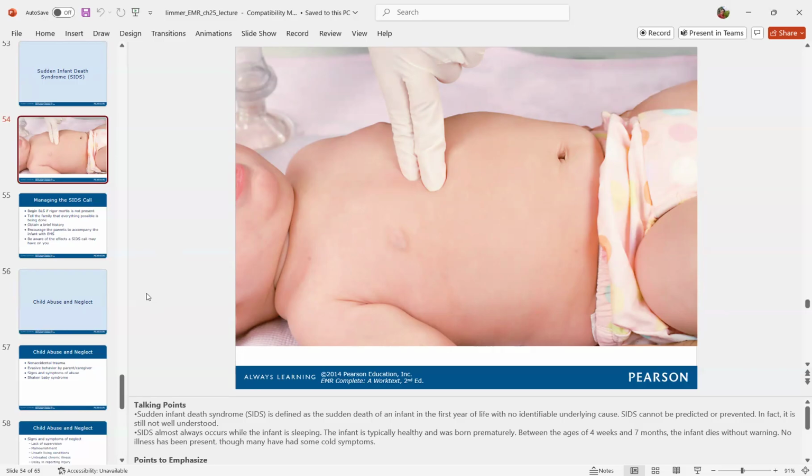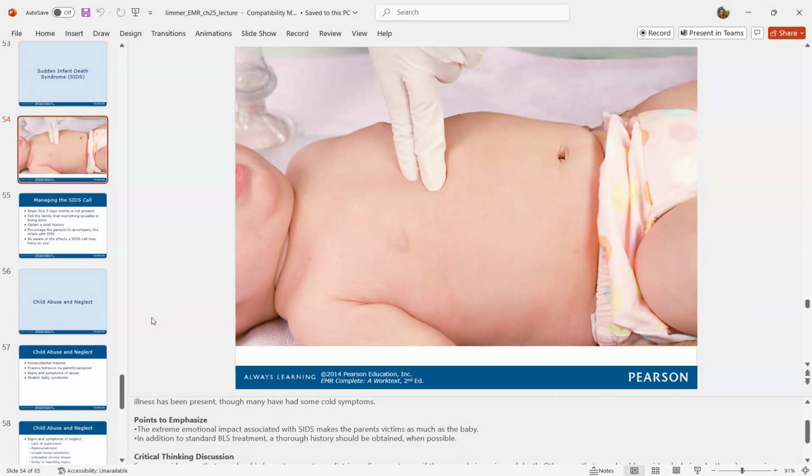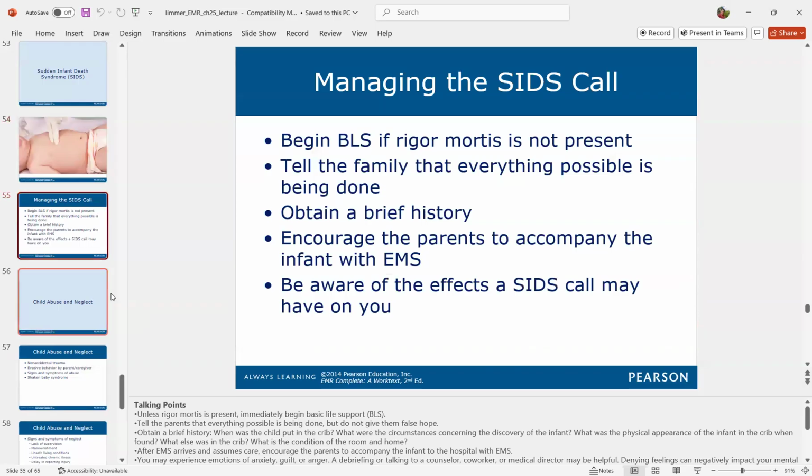But SIDS almost always occurs when the infant is sleeping. The infant is typically healthy, was born prematurely, and is between the ages of 4 weeks and 7 months. The infant dies without warning. No illness has been present, though some have had some cold symptoms. The extreme emotional impact associated with SIDS makes the parents victims just as much as the baby is. So in addition to standard BLS treatment, a thorough history should be obtained, such as where was the baby in the crib, was there anything else in the crib, etc.